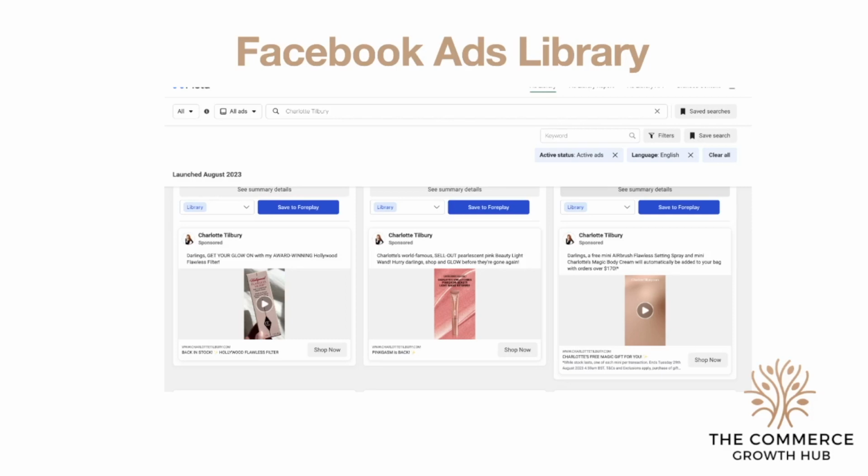Was it the ad copy? Did they have a different hook? Did they have a different thumbnail? Did they have different music? You can really get very deep into researching your competitors and figuring out what worked and what didn't work for them. So I highly recommend that you guys spend time in the ad library looking at your competitors.